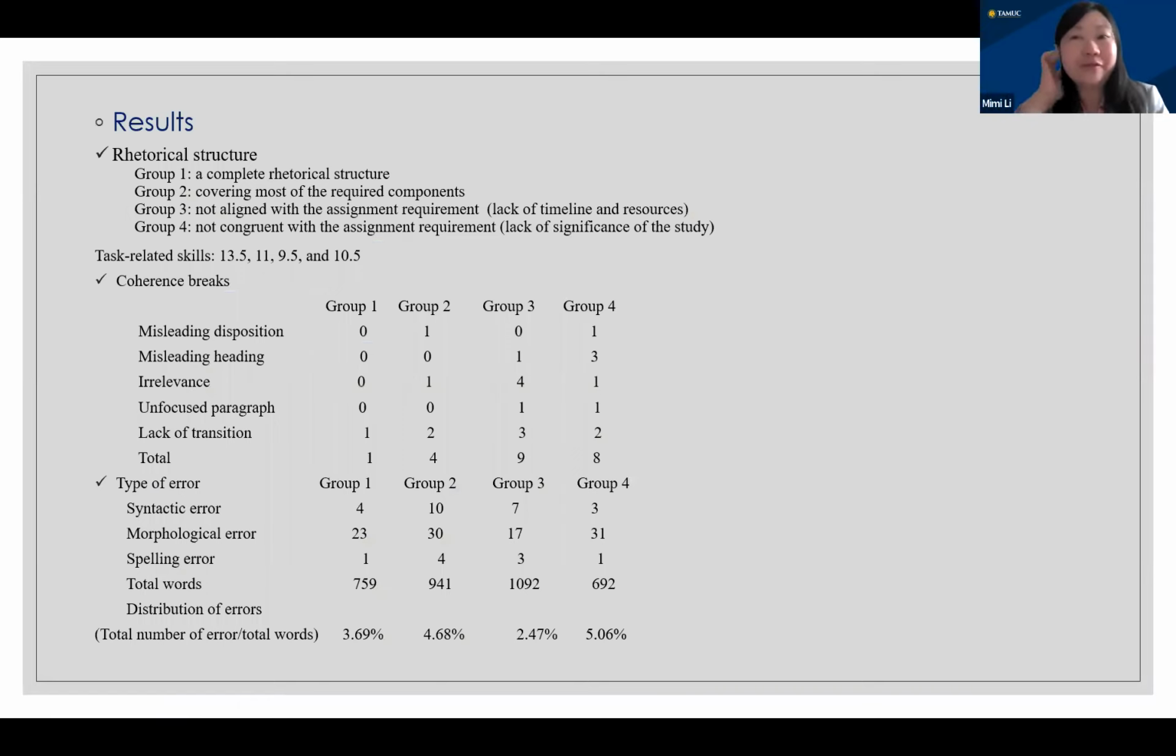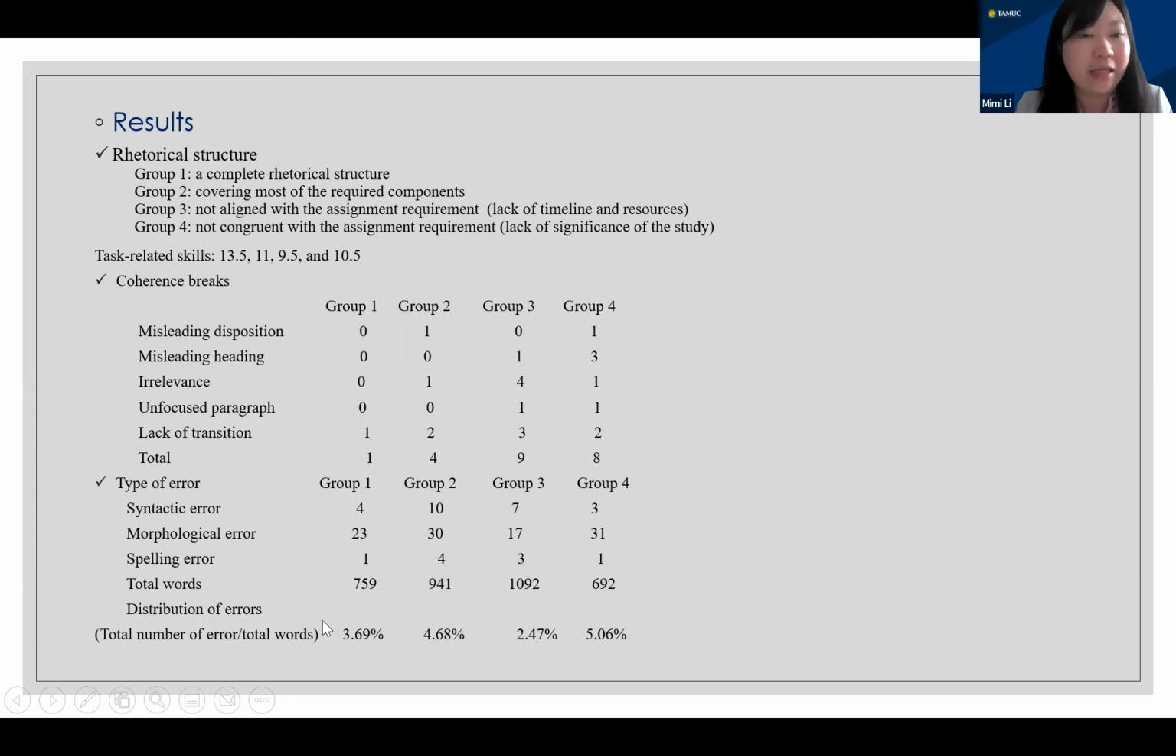So very briefly, our results show that the patterns of interaction definitely are associated with their writing qualities. So for example, group 1 and group 2 actually demonstrated the collaborative pattern. So their products are, of course, better than those produced by group 3 and group 4. For example, you can see the coherence breaks here. Group 3 and group 4, which did not collaborate quite well, actually produced writings with higher instances of coherence breaks, right?